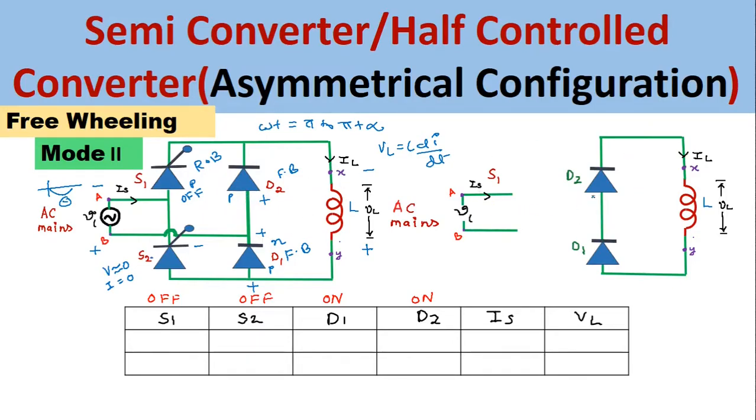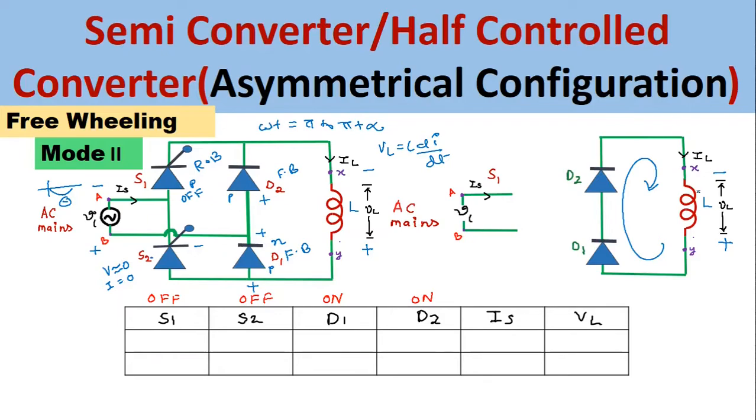Okay, so now we will get this type of circuit. Here we can see that the AC mains is disconnected from the load circuit, in which we have two diodes conducting, that is D1 and D2. So here only two diodes will conduct, D1 and D2, and because of the stored energy in the inductor, this point is positive and this point is negative, the current will flow in the clockwise direction in this circuit. That means the current which was flowing in mode 1, the same direction of current will be flowing in mode number 2 also.